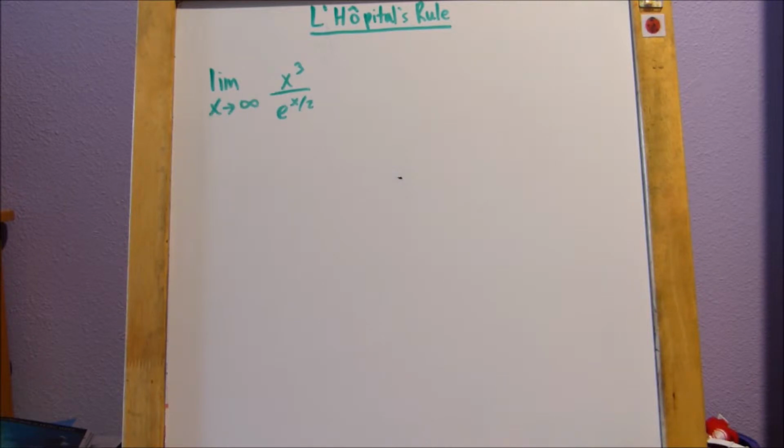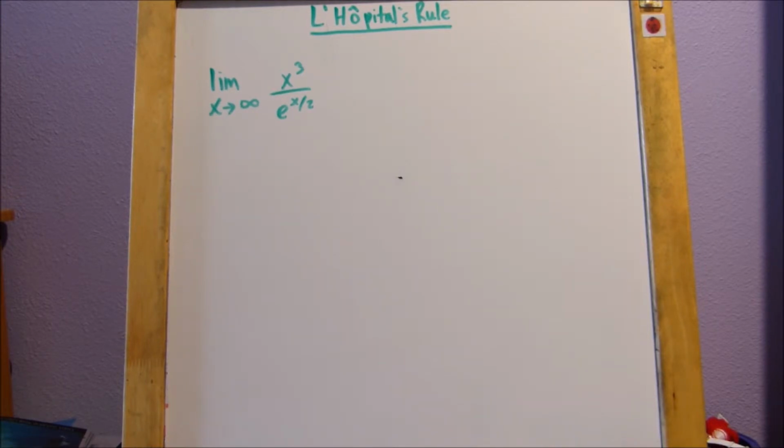So here we have the limit as x approaches infinity of x cubed divided by e to the x divided by 2. Right off the bat, I'm noticing that if I were to plug in infinity, I'd get infinity cubed over e to the infinity divided by 2. So that just ends up being infinity over infinity, right? You can't really divide infinity by 2 because you just can't. So e to the infinity is just infinity. Infinity cubed is just infinity, right? Infinity over infinity is an indeterminate form.